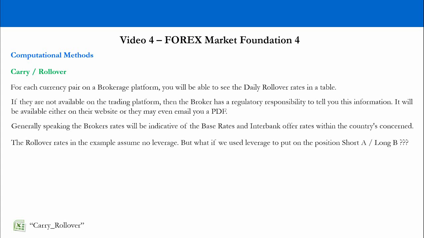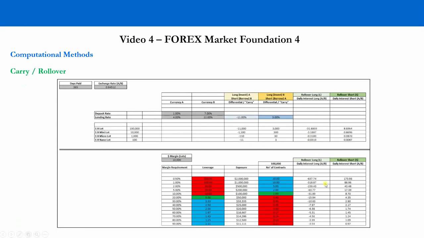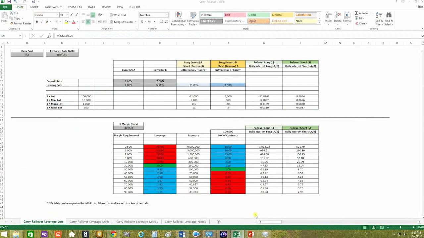And what we looked at just then were rollover rates, assuming that we don't use any leverage. But now we're going to look at an example of what happens when we do use leverage. Okay, so let's have a look at an example of when we use margin. We're going to be looking at this table down here, and we're going to go over to the Excel spreadsheet that we looked at earlier.